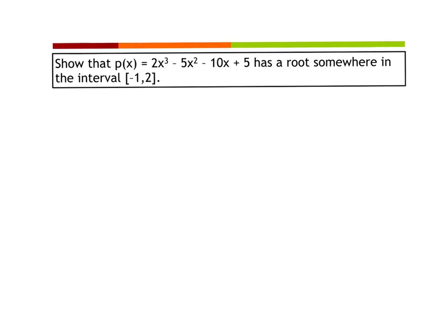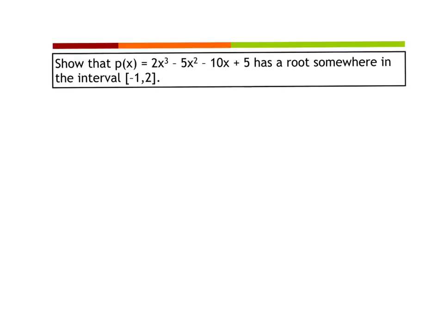Okay, so one more here. This is the typical IVT problem. They give us a function, p of x equals 2x cubed minus 5x squared minus 10x plus 5. Is that continuous? Yes, it's just a polynomial function, so it's continuous. And it says, prove that it has a root somewhere in the interval -1, 2. So there's some 0 between -1 and 2.